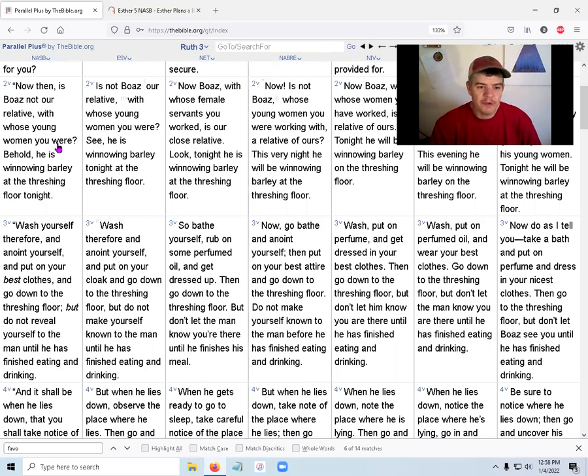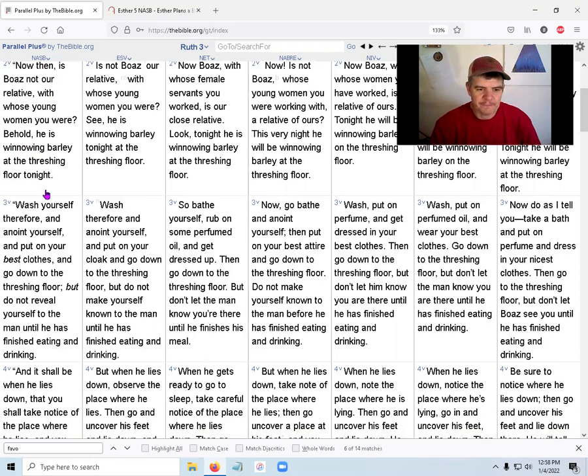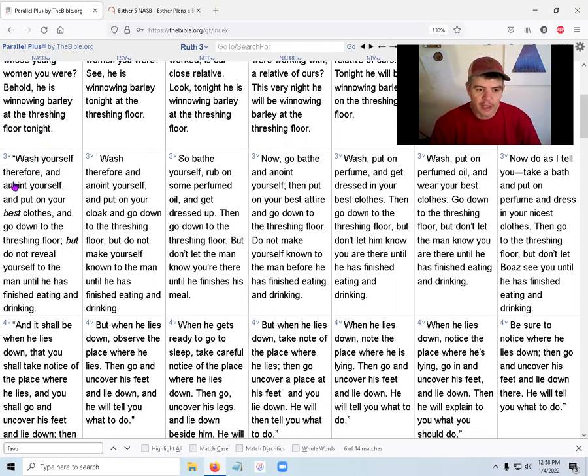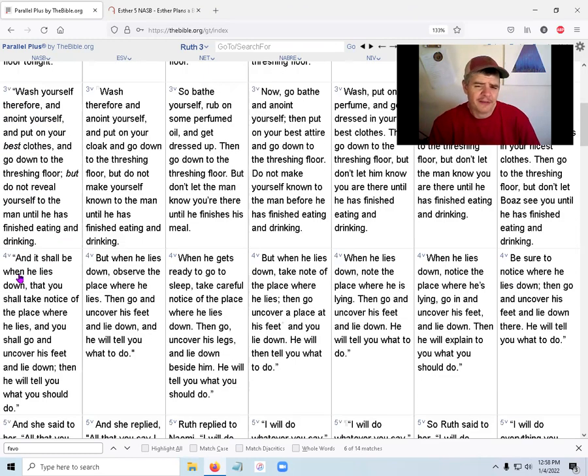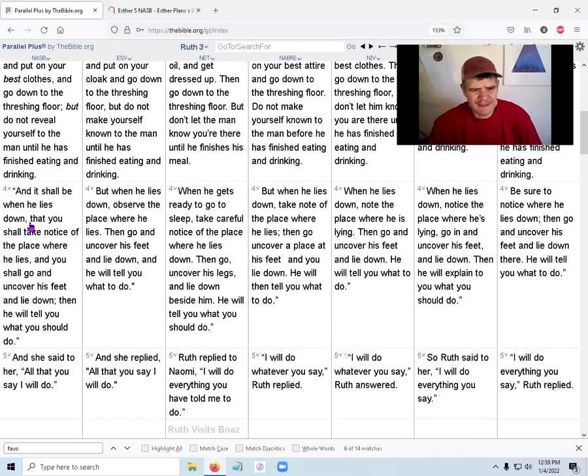With whose young women you were? Behold, he is winnowing barley at the threshing floor tonight. Wash yourself, therefore, and anoint yourself, and put on your best clothes, and go down to the threshing floor, but do not reveal yourself to the man until he has finished eating and drinking. Are they going to trick him? Maybe. I'm not sure. God uses deception quite often.